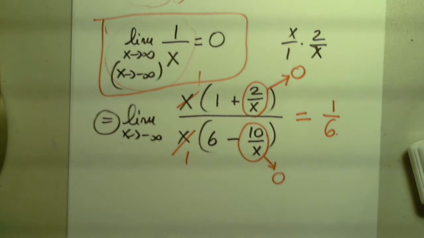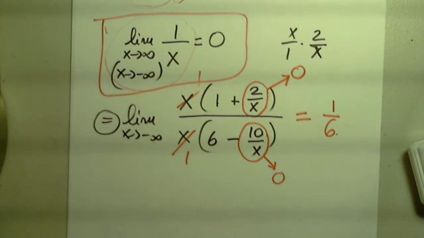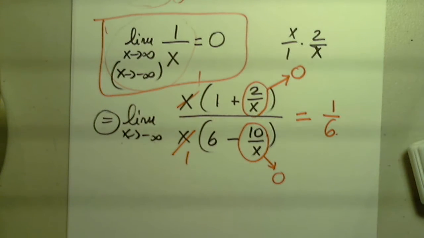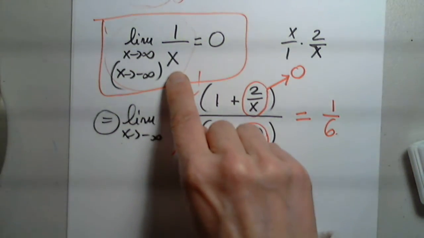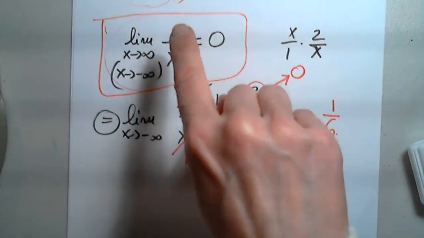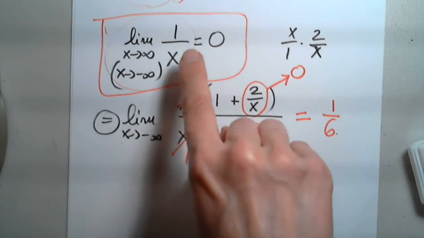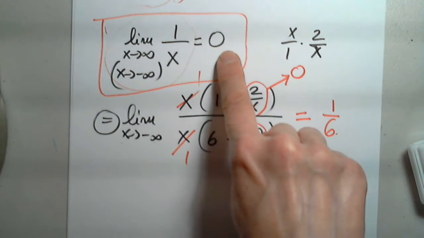Here, which degree is higher? The top or the denominator? Yes, Ryan? Denominator. No worries. So if the denominator has a higher degree than the numerator, where does the limit go when x approaches infinity? Zero. That's it.